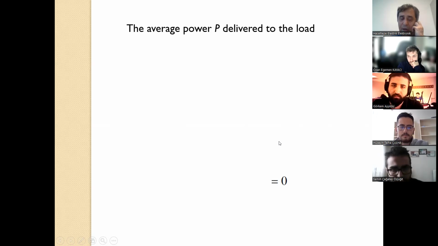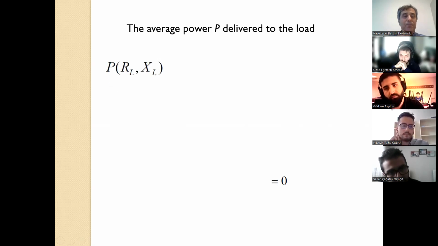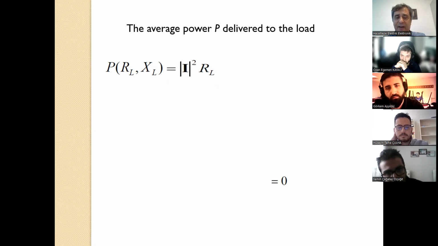The average power now should be calculated over this combined equation. This is going to affect the power calculation. How can we calculate the power? Okay, we have the current on this mesh. This current should be squared and then multiplied by the resistive component of the impedance. This is how we are going to define that. The current there should be the square magnitude of the current.